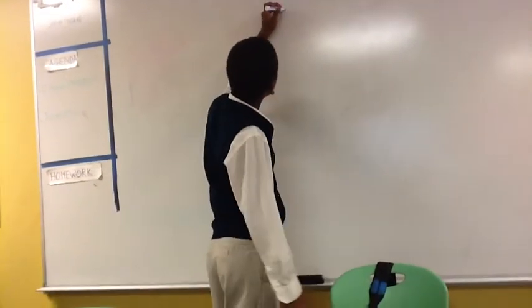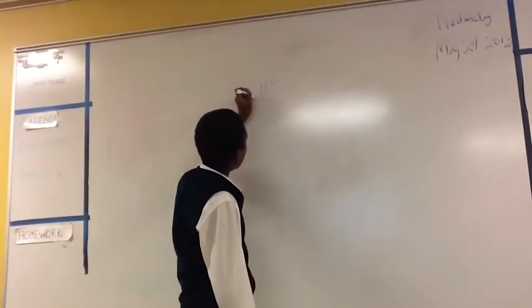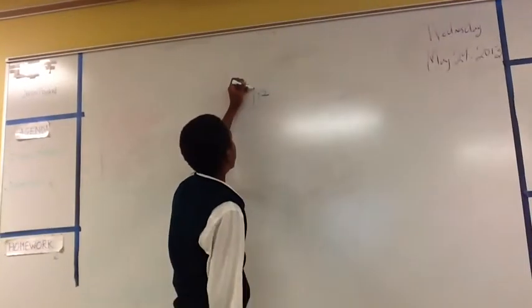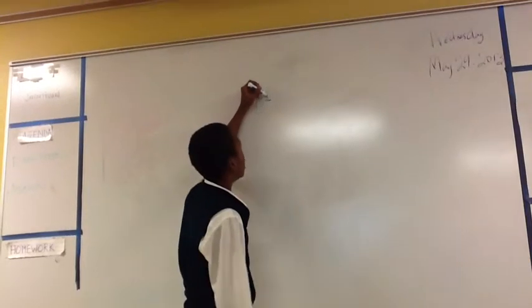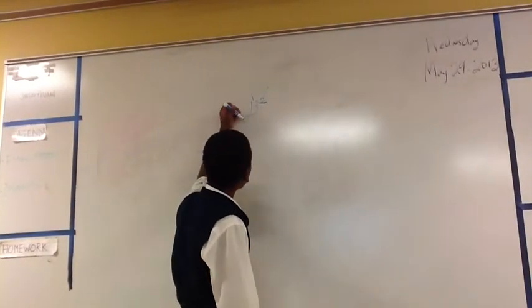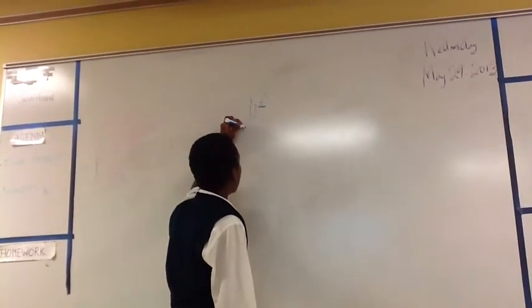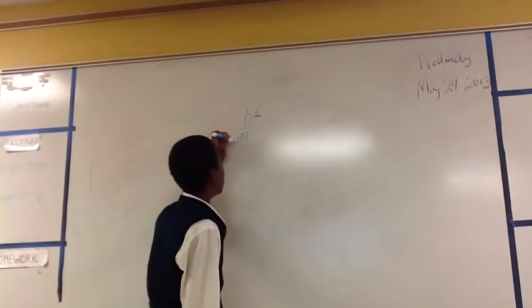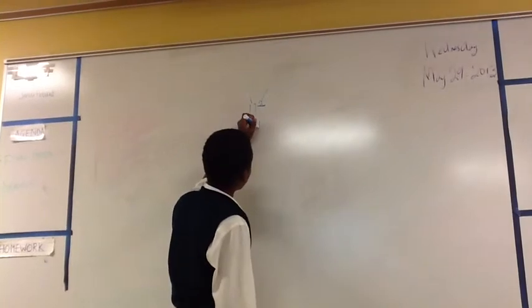13 squared. This is our base, this is our exponent, those are your vocabulary words. 13 is the one getting multiplied, and this is how many times it's getting multiplied. So that means since it's squared, I have to go 13 times 13, and then that'll give me 169.